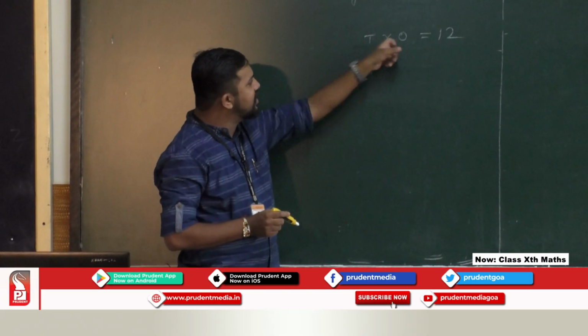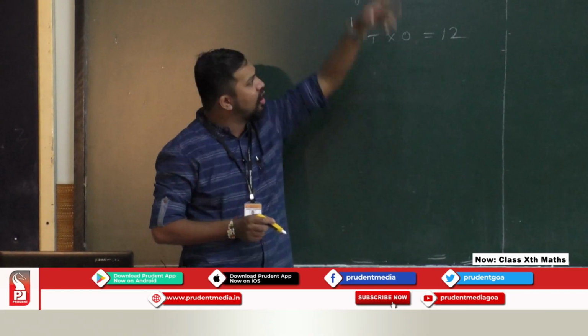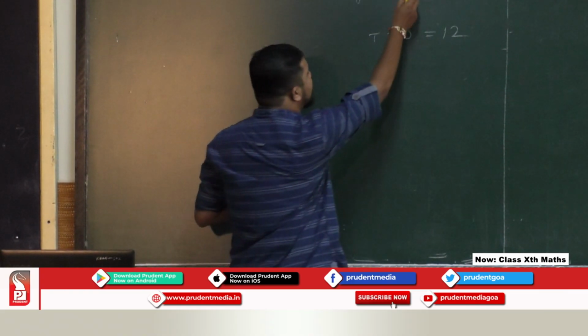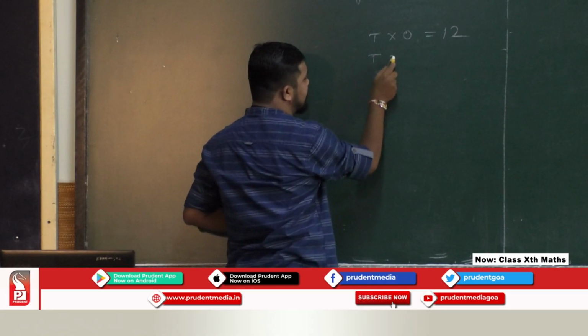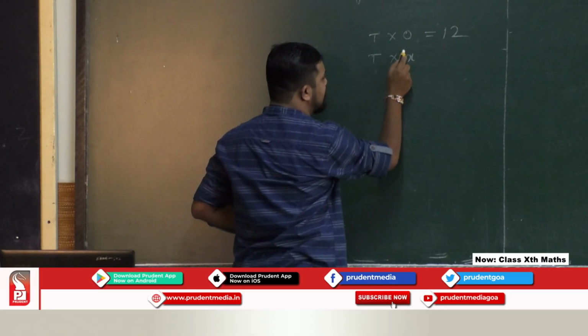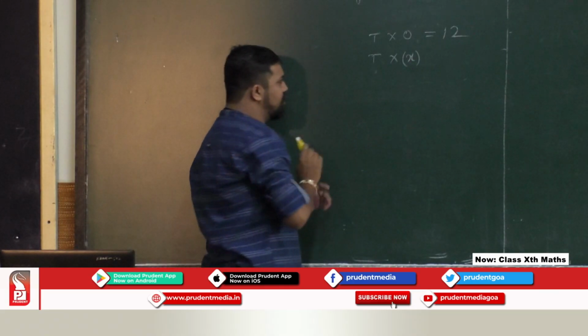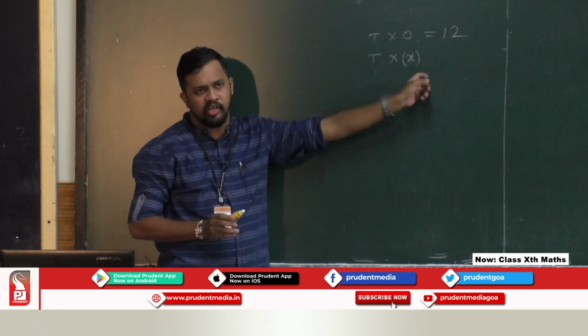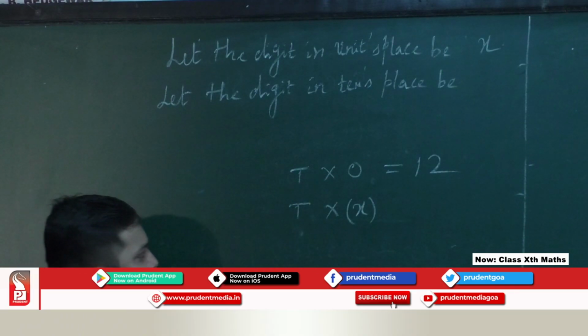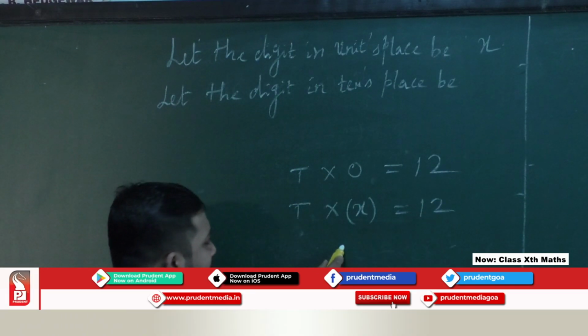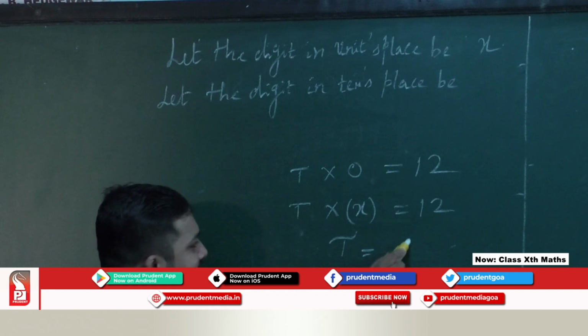Now out of these two places, one place you already took as x. Who is taken as x? Unit place. So the unit place I write as x. Just put a bracket so that you don't get confused between the multiplication and the letter x. So I already have the unit place as x and 12. I have to get the tens place now. Tens place will be 12.